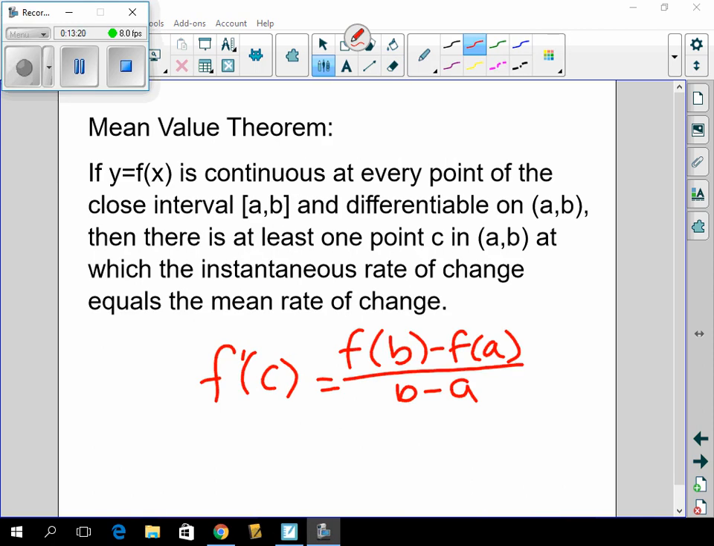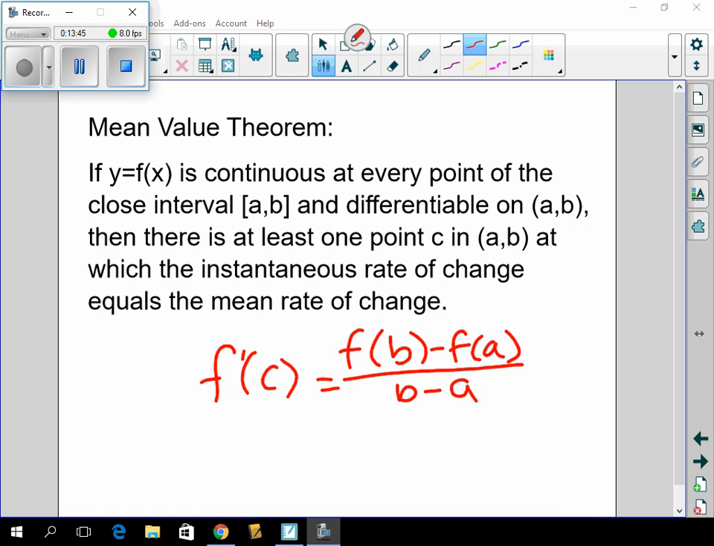So last thing we're going to cover is just the mean value theorem for derivatives. So this basically says if I have a continuous function on a closed interval and it's differentiable on an open interval, then I have at least one point on that interval where my slope at that point, my instantaneous rate of change, is equal to the average rate of change.